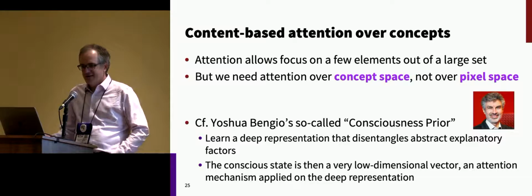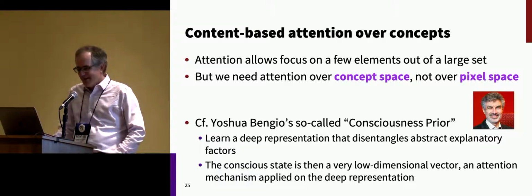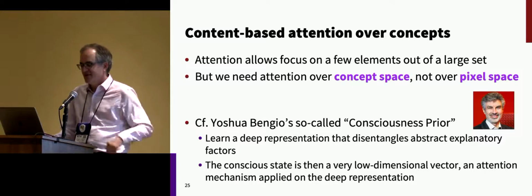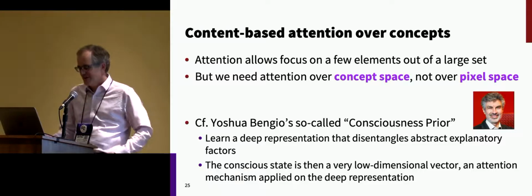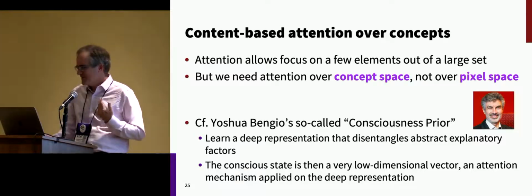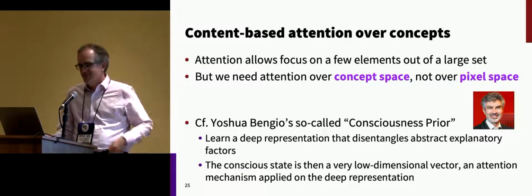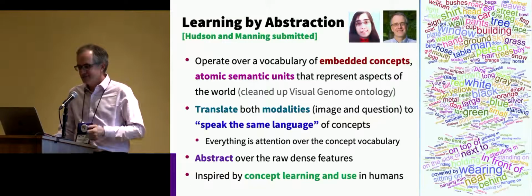This is fairly closely connected to some of the ideas that Yoshua Bengio has been talking about when he talks about his consciousness prior, though I don't altogether like that name. The suggestion is that there's a deep representation that disentangles abstract explanatory factors, and then you use an attention mechanism over that deep representation. The version I'm about to present, which is work by Drew, is a bit different, but it has some of the same ideas of trying to do attention over an abstracted space.